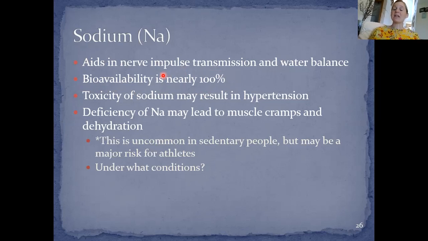So it's probably the easiest nutrient for us to absorb. And it turns out that we very commonly overconsume it as well. Consuming too much sodium could result in hypertension, which is high blood pressure. And so I want to explain the relationship between those factors.